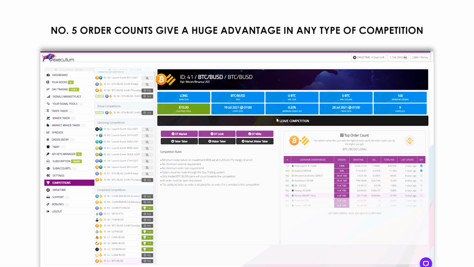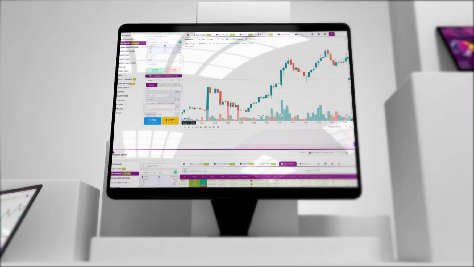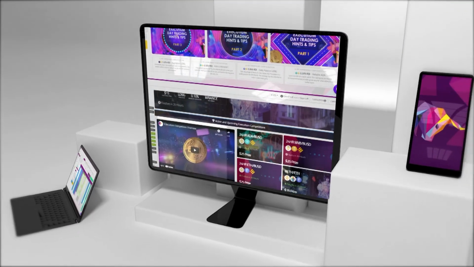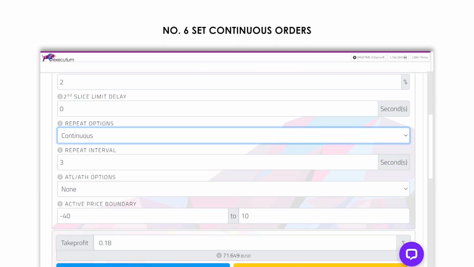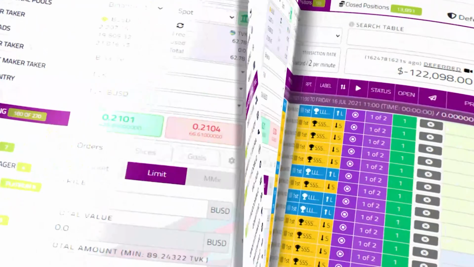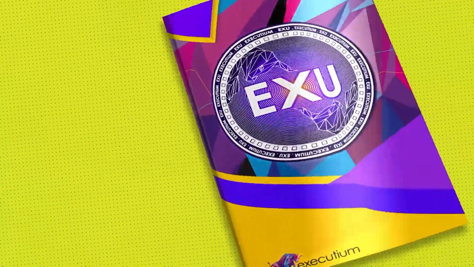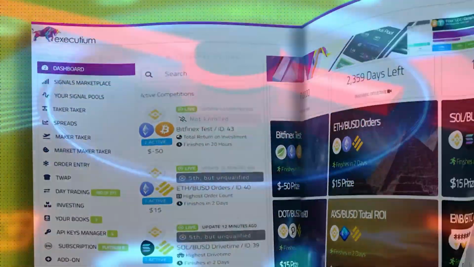Number 5. Order counts give a huge advantage in any type of competition. Avoid trading with high volume so that you can make more orders. Set the amount traded to the minimum amount allowed. Number 6. Set continuous orders so that you never miss out on a potential qualifying order. However, be aware of the risks and strategies involving continuous orders, as they could potentially catch bad positions that will prove to be too costly to your drive time.